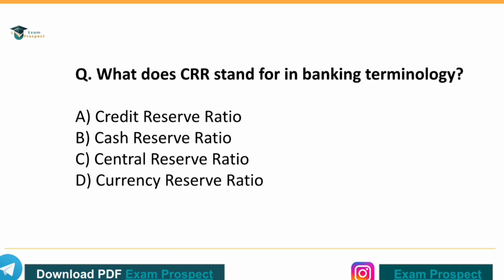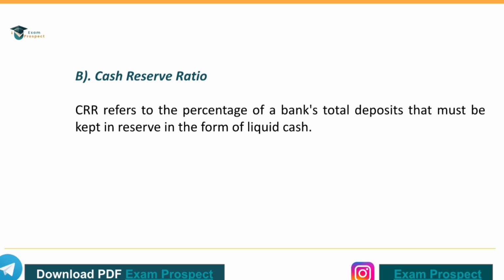Next question, what does CRR stand for in banking terminology? The correct answer is option B, Cash Reserve Ratio. Here, CRR refers to the percentage of a bank's total deposit that must be kept in reserve in the form of liquid cash. So CRR stands for Cash Reserve Ratio. It's a monetary policy tool used by the central bank to regulate the money supply in the economy.